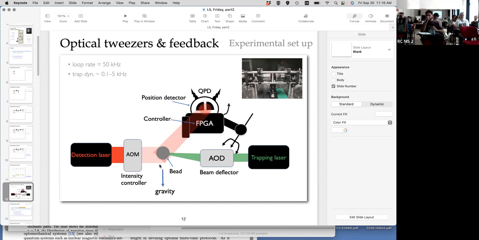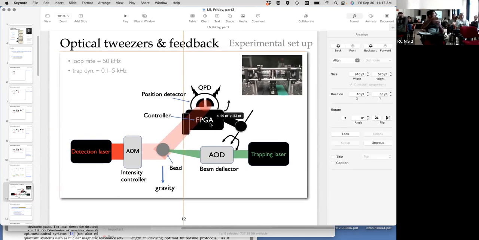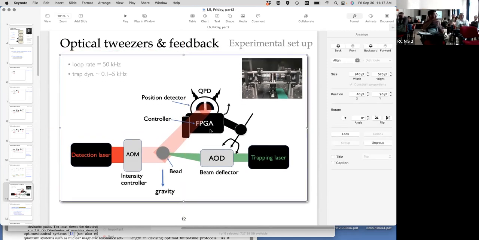There's gravity pulling it down. We have a separate laser that we use to measure it, and we can control its intensity. The light scatters off the bead and is recorded on this. Sorry, this got a little messed up here.